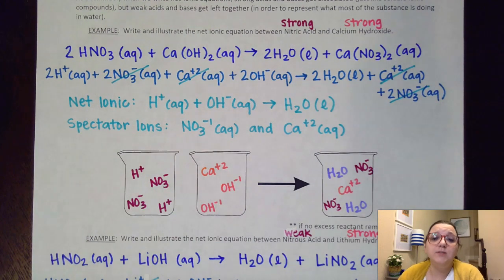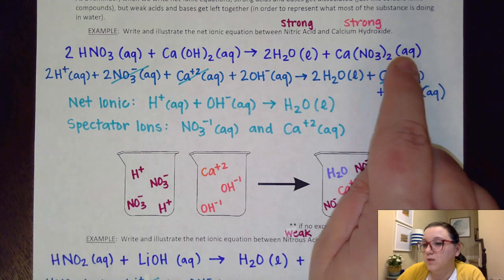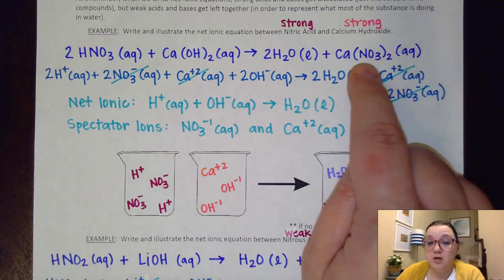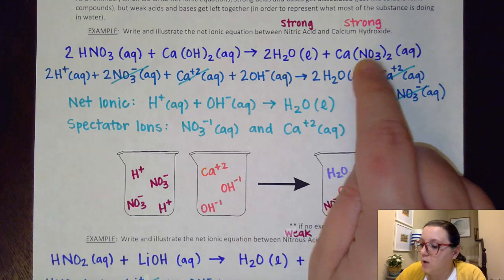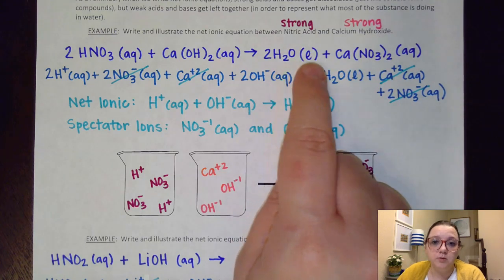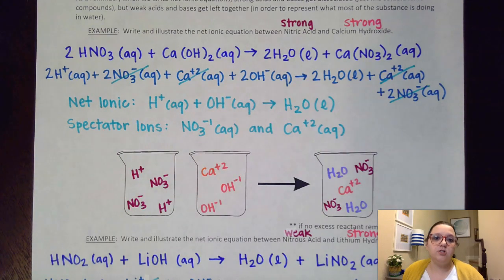I then went and put states with everything. The product over here of calcium nitrate would be aqueous because it had the nitrate in it. And as we remember, all nitrate substances are soluble. However, the H2O, the water, would be a pure liquid. So all I did first was write my overall balanced reaction. But eventually I want to get to the net ionic. So what I did next is I constructed a complete ionic equation.